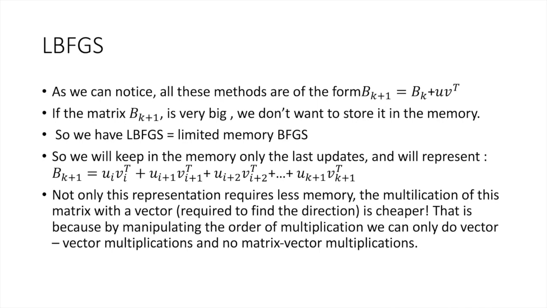So not only does this representation require less memory, the multiplication of this matrix with a vector, which is always required to find the direction, is cheaper. That is because, by manipulating the order of multiplication, multiplying a vector from here would require us to do only vector multiplication, which is much cheaper than matrix-vector multiplication.